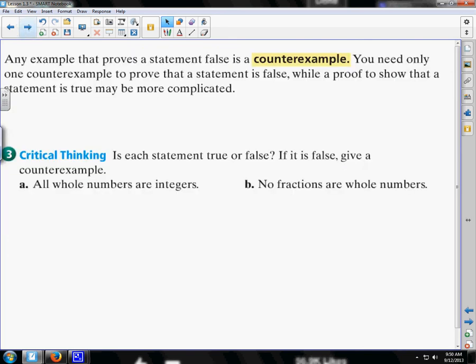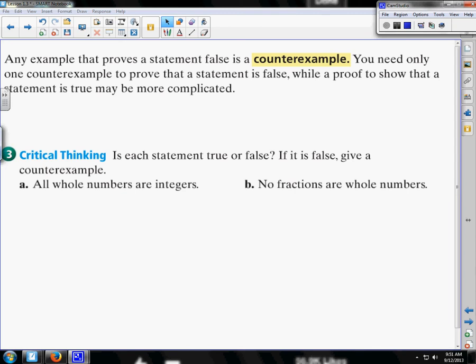All right. Any example that proves a statement false is a counterexample. You need only one counterexample to prove that a statement is false, while a proof to show that a statement is true may be more complicated. So, is each statement true or false? If it is false, give a counterexample. So, try these two problems, and then we will go over them.